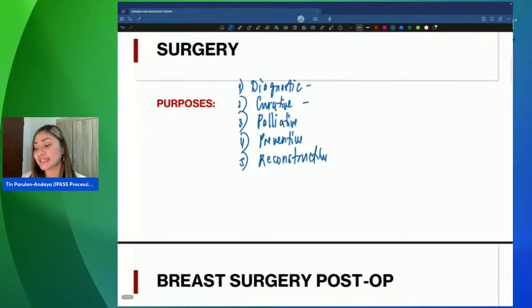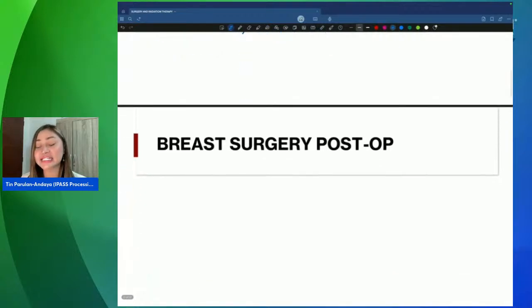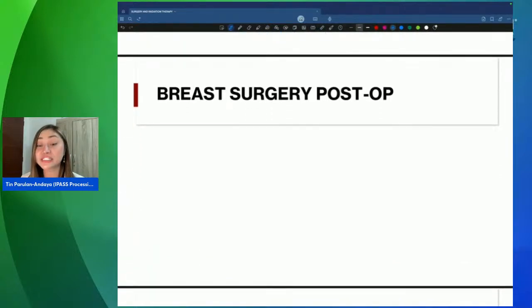NCLEX loves to test about breast surgery. So let's talk about breast surgery post-op. What are the key points that we need to study? Two of the most common types of breast surgery are the lumpectomy and the mastectomy.